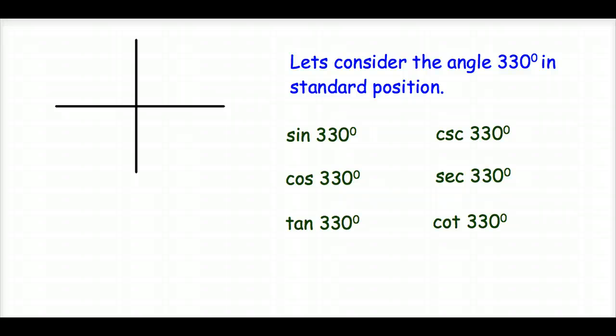Okay, one last example. We're going to do the same process, but now we have a 330 degree angle, and we want to find all 6 trig functions for that. So the first thing that we're going to do is get a picture of it. The picture will be about right here. So this whole thing is 330 degrees.